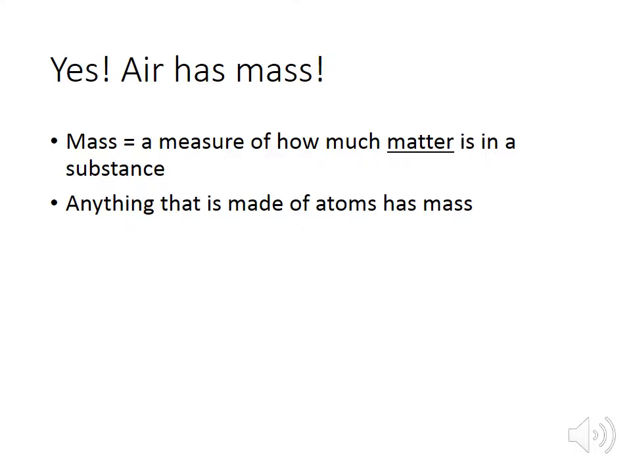Mass is a measure of how much matter is in a substance, and anything that is made of atoms has mass. We can test this out with air by a simple experiment where you put two blown up balloons on a stick and hang it directly in the middle on a string so that they're balancing each other. And if these balloons are identical and the amount of air in them is identical, then that stick is going to hang perfectly horizontal.